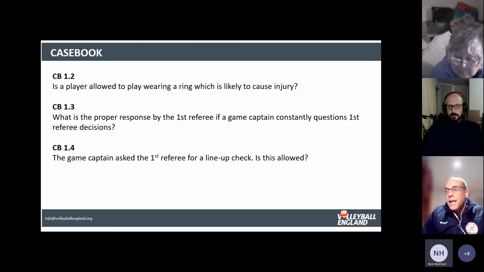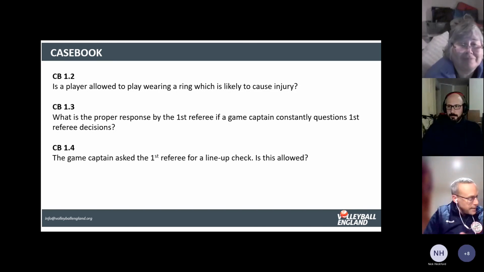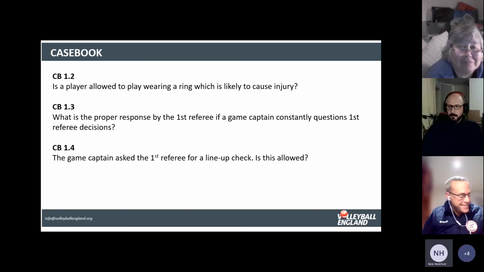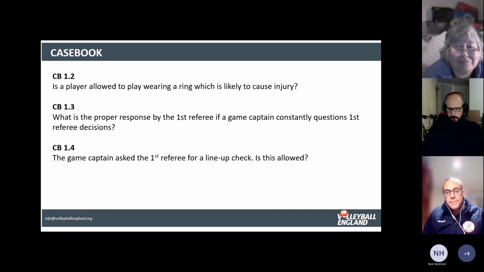Okay, so the game captain asks the first referee for a lineup check. Is this allowed? Who have we got? Herman? Yeah. Hi, Nick. In normal circumstances, I would say, as a first referee, please talk to the second referee. Although in many circumstances, like in Bucks matches, there is no second referee. So the first referee, we are controlling the rotation of the team. So I allow that, of course, because I have the lineup sheets in my pocket.